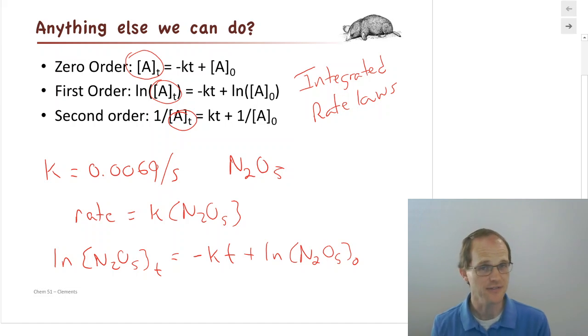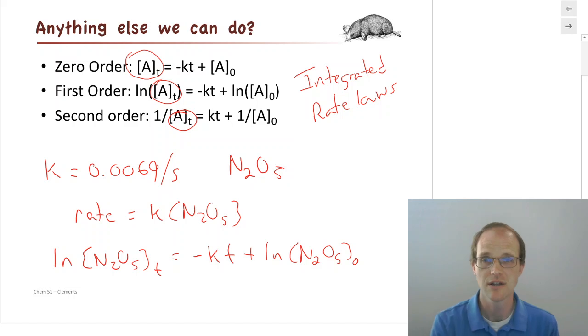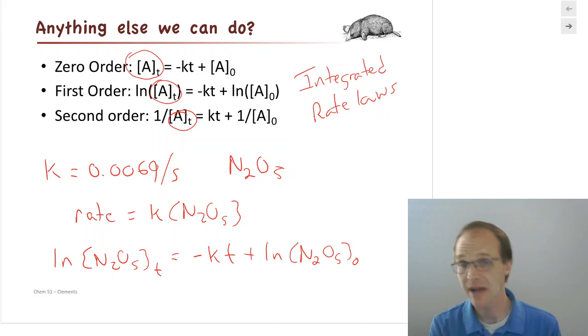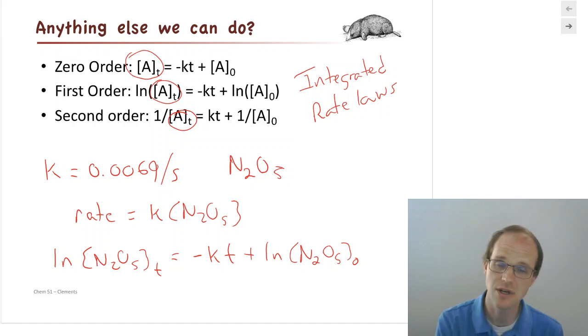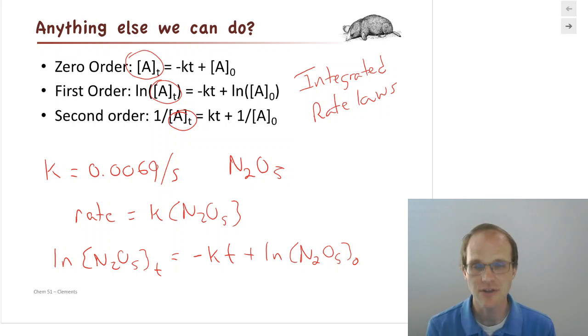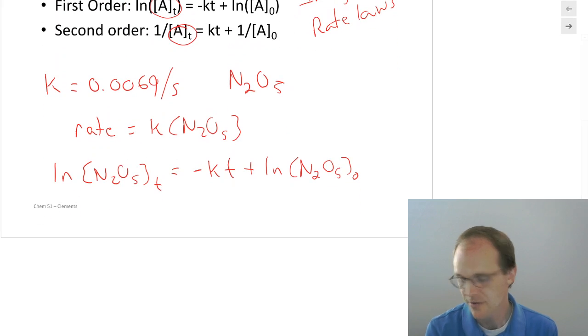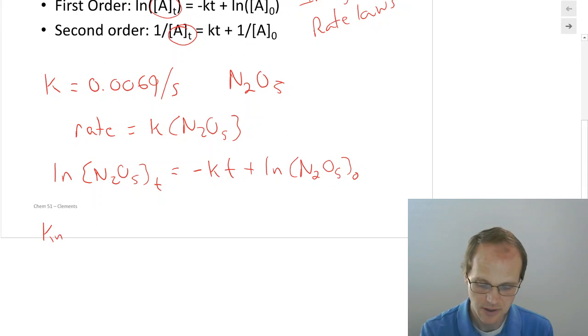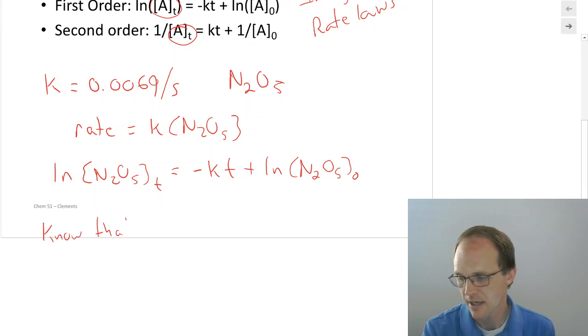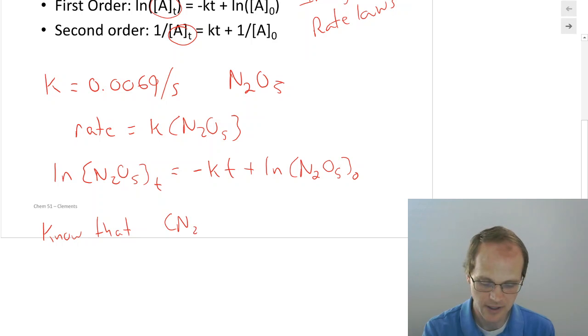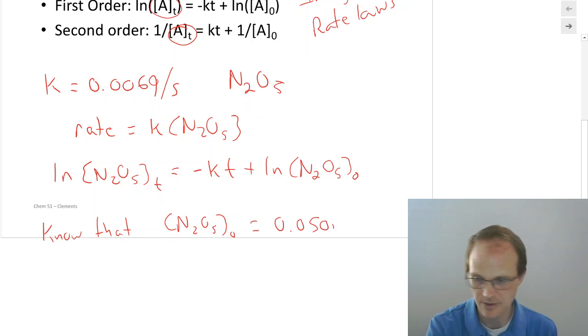And so we can use that to find out, if we know the initial concentration, the concentration at any given time. We can also go backwards in time. If we know the concentration now, we could find the initial concentration. If we know two concentrations, we can find K. So there's all sorts of things we can do with this relationship. But let's go ahead and do one. Let's say we know that our N2O5 initial concentration was 0.050 molar, and we want to know, what do we have 10 seconds later?